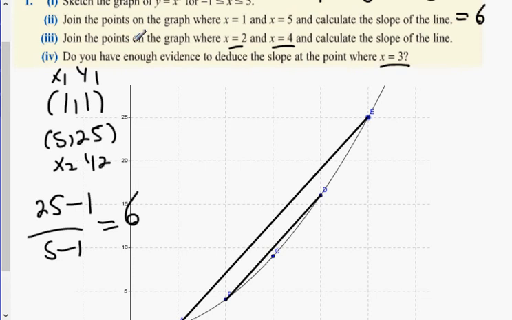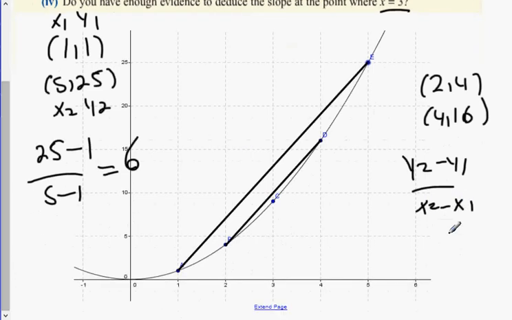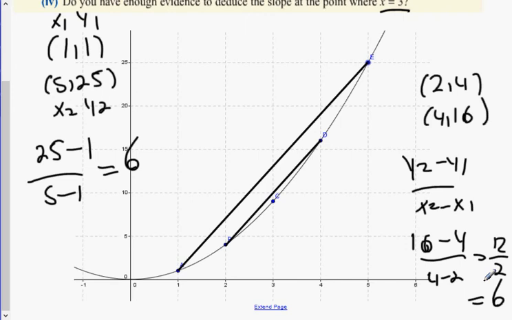Join the points on the graph where x equals 2 and x equals 4. Then calculate the slope. So once again, it's going to be 2, 4 and 4, 16. And it's going to be y2 minus y1 all over x2 minus x1. That's 16 minus 4 over 4 minus 2. 12 over 2. Once again, the slope is 6.